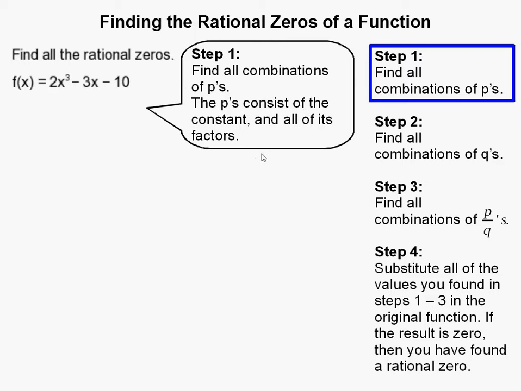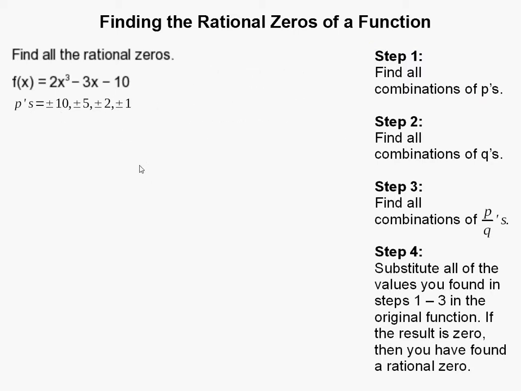The p's are the constant, which would be here. In this case, it would be -10, and all the factors of -10. And you should also do the positives and negatives, right? Because you can do -10 times 1, you could do +10 times -1, and so on. So that's all the p's. Plus and minus 10, plus and minus 5, plus and minus 2, plus and minus 1. Okay, so we found all the p's.